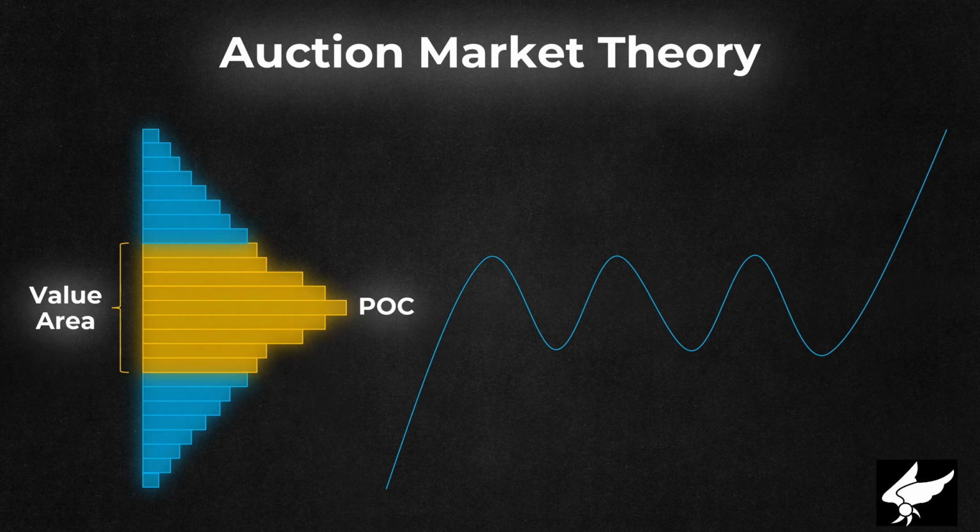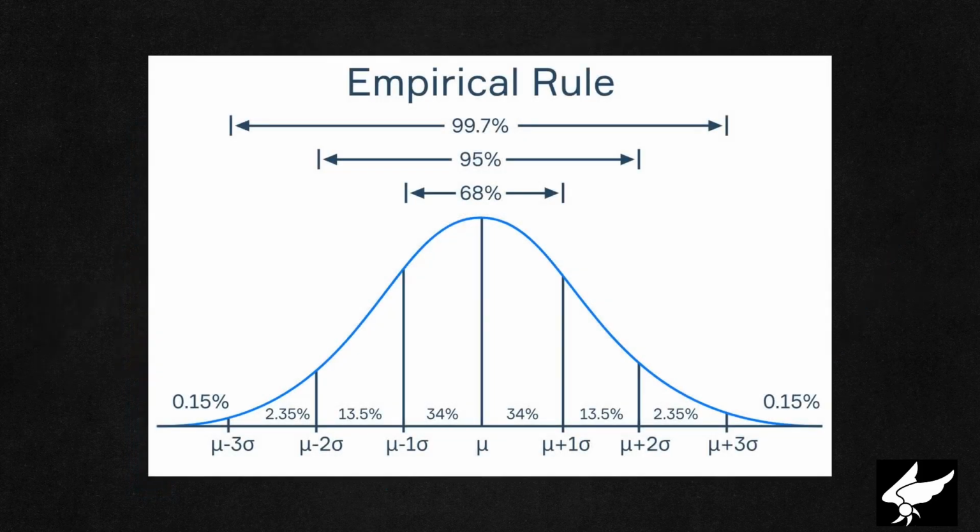This value of 70% is based on the empirical rule in statistics, meaning that in a Gaussian distribution, we have 68% of the data falling within one standard deviation away from the mean. Traders round that up to 70%. We'll talk more about this when we look at the volume profile.